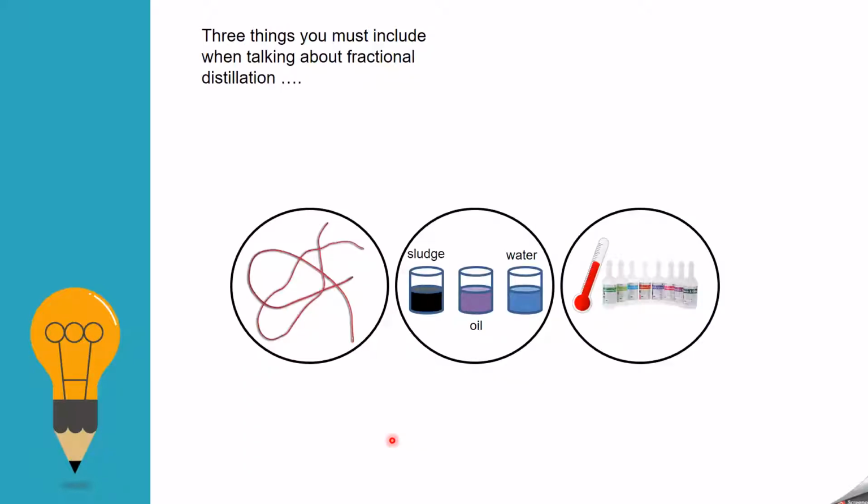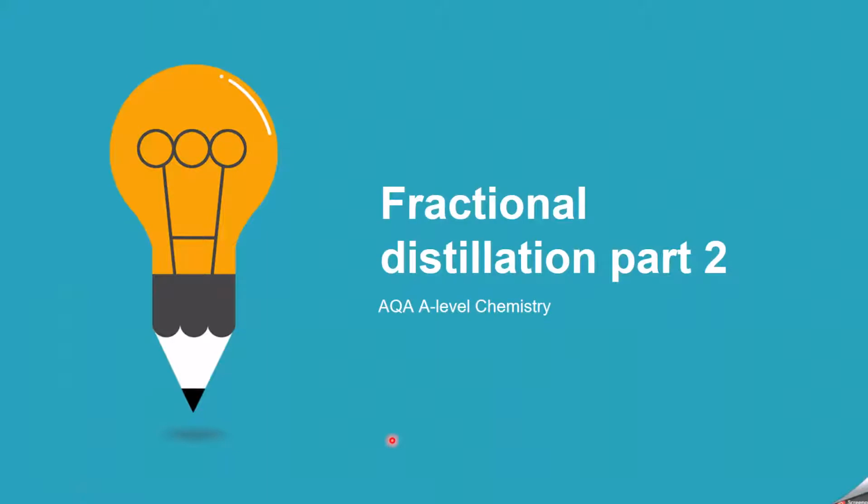There are three main things you must include when talking about fractional distillation: the length of the hydrocarbon, the viscosity, so how runny or how thick it is, and the boiling point. These three main points must come in when talking about fractional distillation, so that you can compare the molecules at the top end of the fractionating column and at the bottom by comparing their lengths, viscosity, and boiling point.